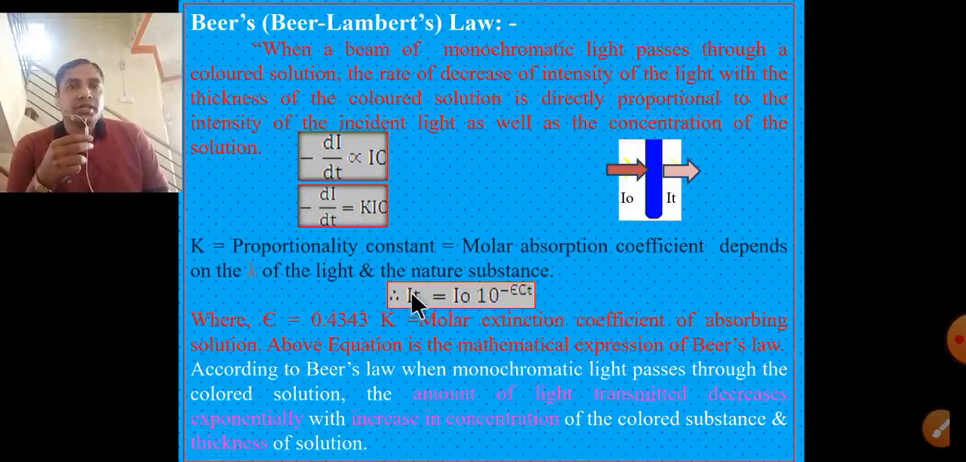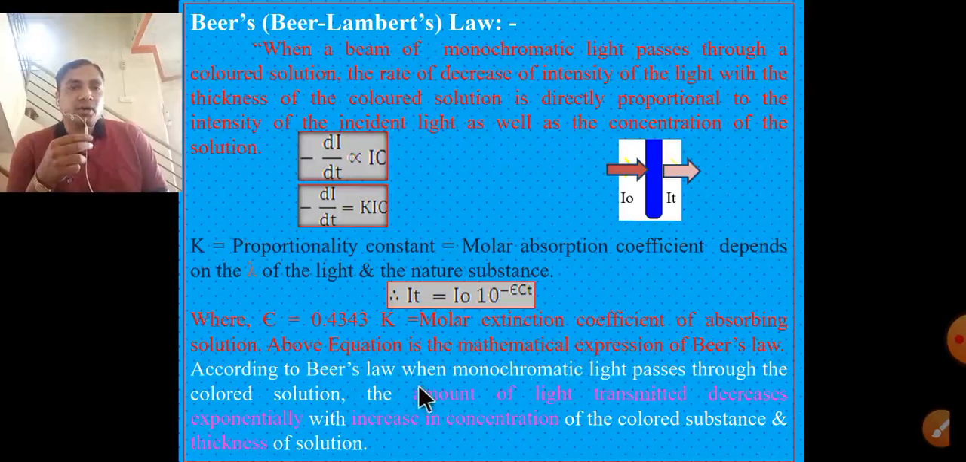From this equation, after integration, the final equation of Beer's law is therefore It is equal to I0 10 raised to minus epsilon Ct, where epsilon is equal to 0.4343 and K is equal to the molar extinction coefficient of the absorbing solution. The above equation is the mathematical expression of Beer's law.